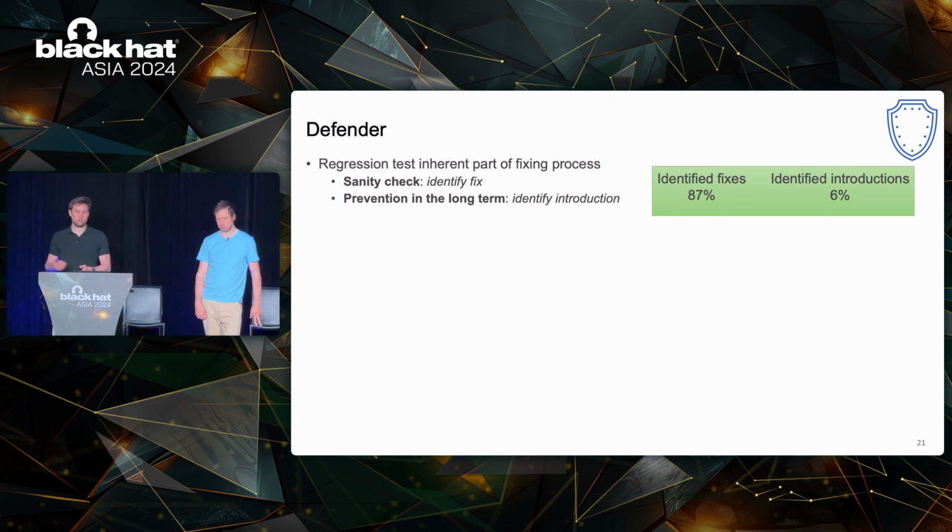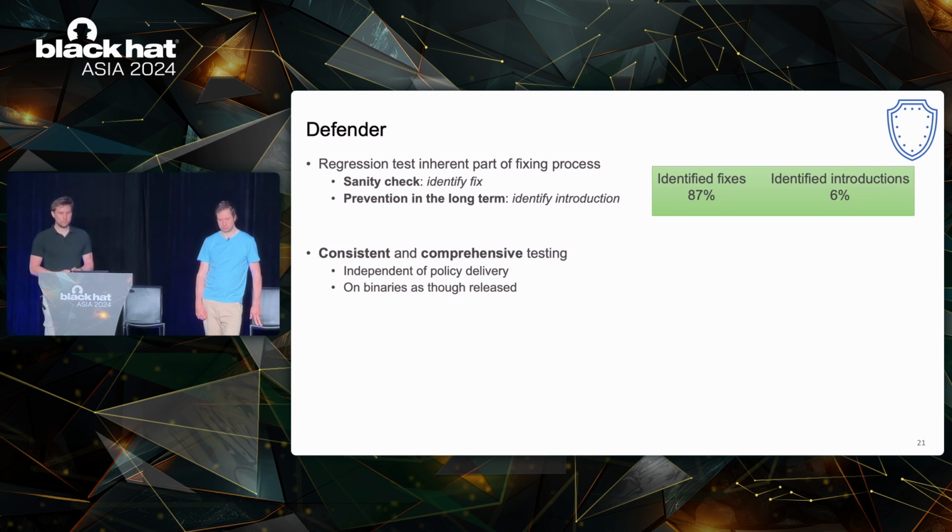You would think that this is 100%, but in a lot of cases, developers didn't really know how the bug was fixed. These were primarily bugs that took a long time to actually fix. Then the identified introductions: here, bug reports only in 6% of the cases really identified these. So consistent and comprehensive testing is very important.